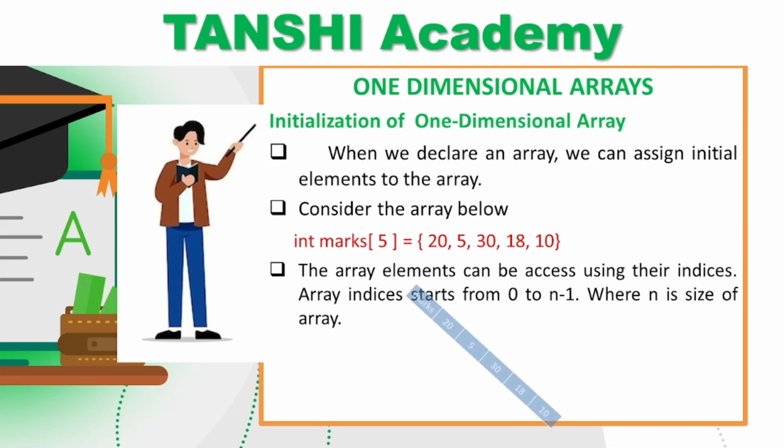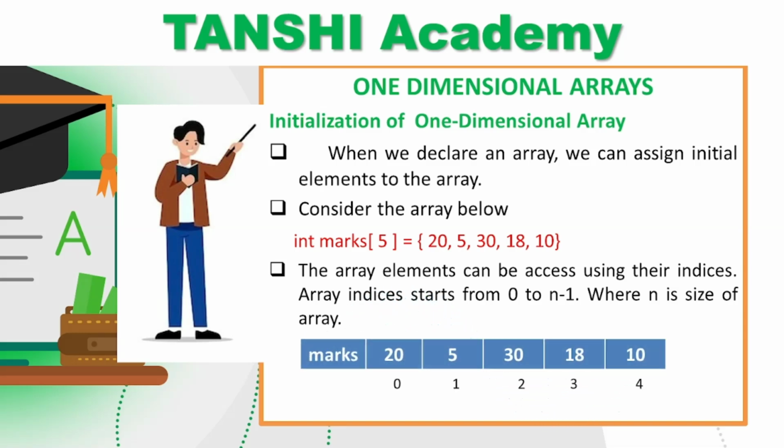So for example, you can see the situation here where the first array element, which is 20, is at index 0. The last, which is 10, is at index 4, which is 5 minus 1, that gives us 4. So each of these is called the index. The index of the first array element is 0. We have 1, 2, 3, 4.